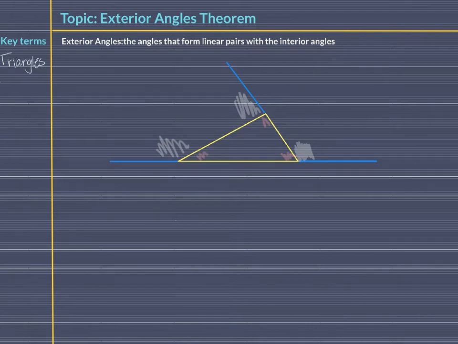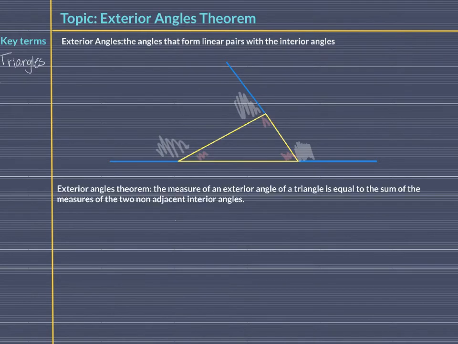This brings us to our exterior angles theorem. The exterior angles theorem says that the measure of an exterior angle of a triangle is equal to the sum of the measures of the two non-adjacent interior angles.